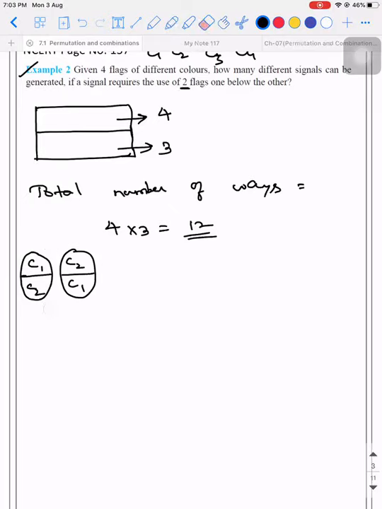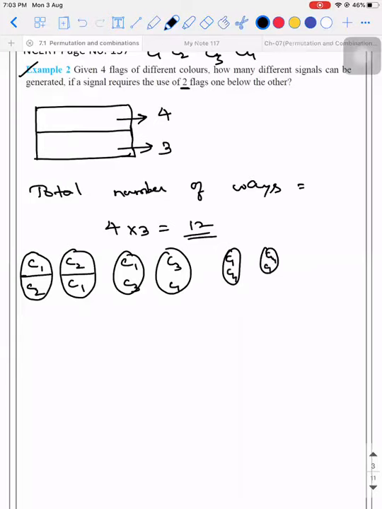So what did I say? Fundamental principle of counting, you should be able to do them in different ways. Correct? So C1, C2, C2, C1. Similarly, C1, C3, C3, C1. Similarly, C1, C4, C4, C1. Next, what can I think of?